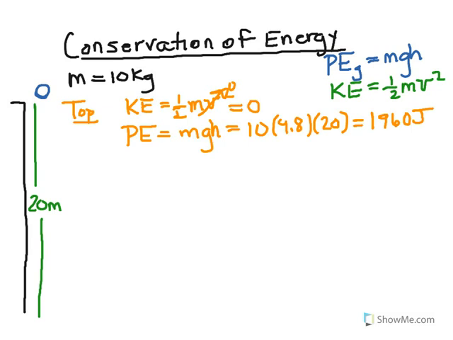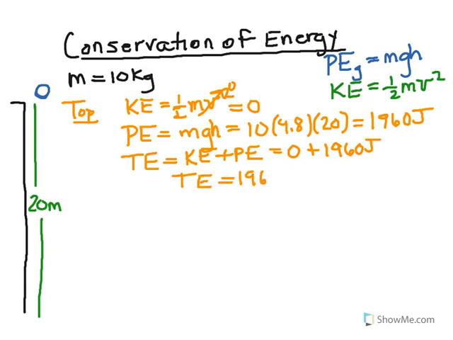Now, what we need to look at is the total energy. The total energy is going to be the sum of the kinetic energy and the potential energy. And that's going to be the case no matter where we are. Well, my kinetic energy is 0. My potential energy is 1,960 joules. That means my total energy is going to be 1,960 joules. That number is never going to change. My kinetic and potential can change, but the total energy won't.